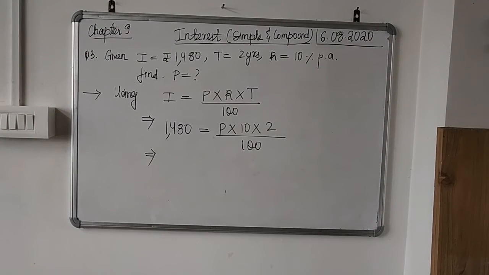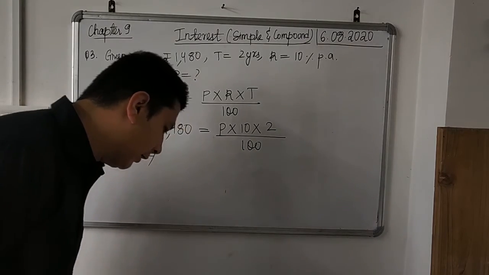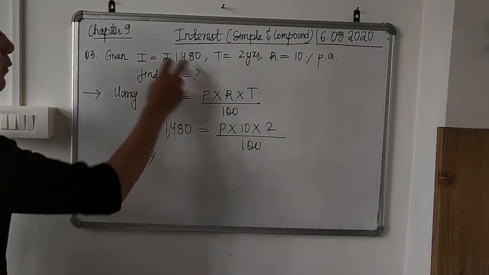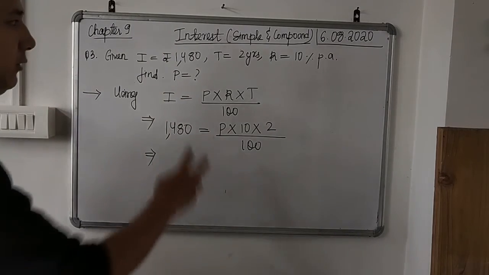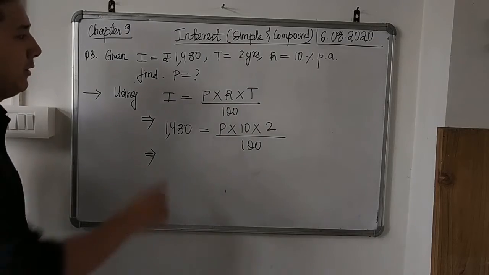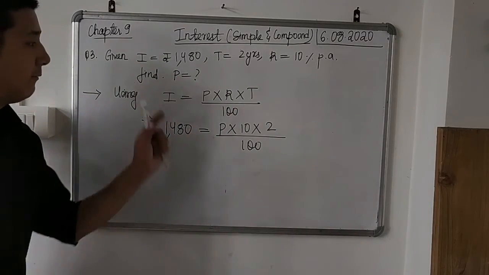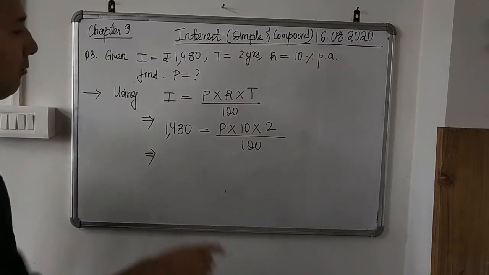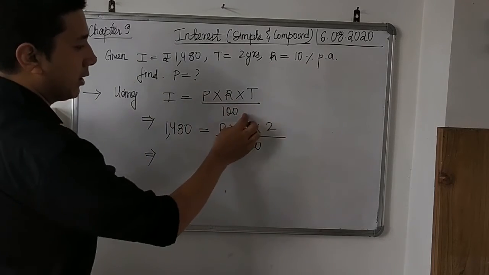Alright boys, so this will be the last sum for today. Given question number 3, the interest on a certain sum of money is 1480. So interest is given out here. Time is 2 years, rate of interest 10% per annum. We need to find the principal. We need to find P. Use the same formula. Interest equals PRT by 100.